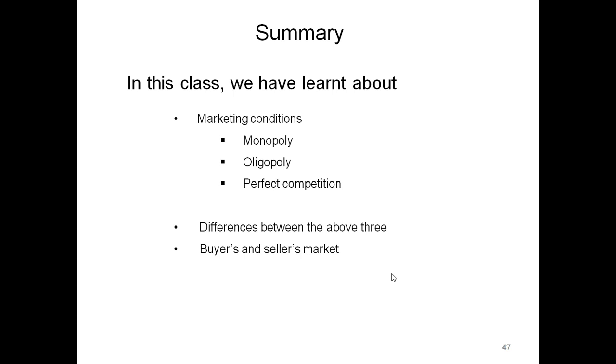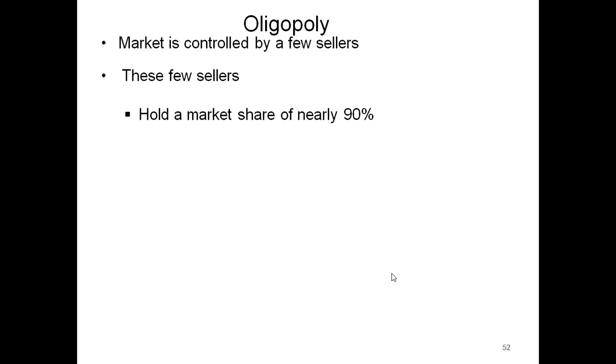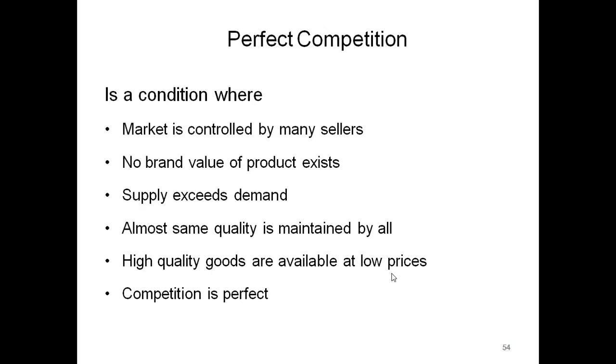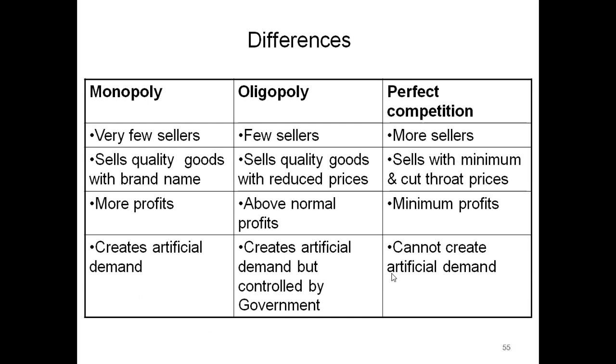The differences between monopoly, oligopoly, and perfect competition. We'll just try to see the differences between monopoly, oligopoly, and perfect competition. In monopoly, you'll have very few sellers. In oligopoly, you will have few sellers, and in perfect competition, you have more sellers. Monopoly sells quality goods with brand name. Oligopoly sells quality goods with reduced prices. Perfect competition sells goods with minimum cost and low price.